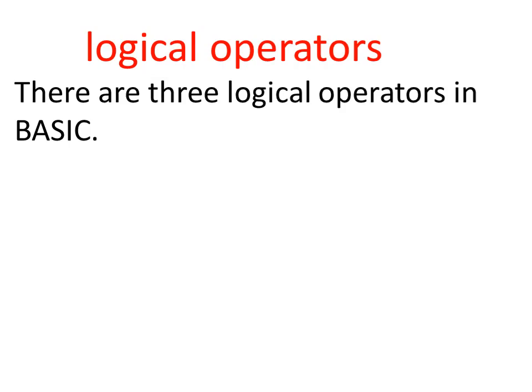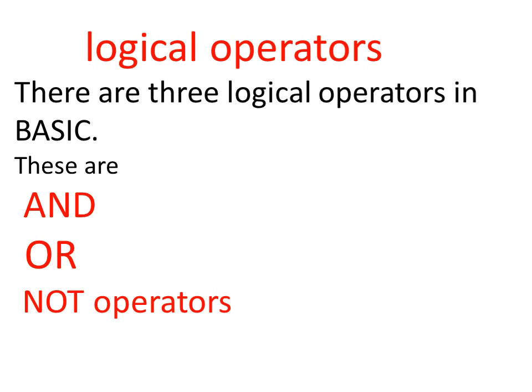Now we will discuss logical operators. There are three logical operators in BASIC language. These operators are AND operator, OR operator and NOT operator. We use two values in AND and OR operator, and we use only one value in NOT operator.